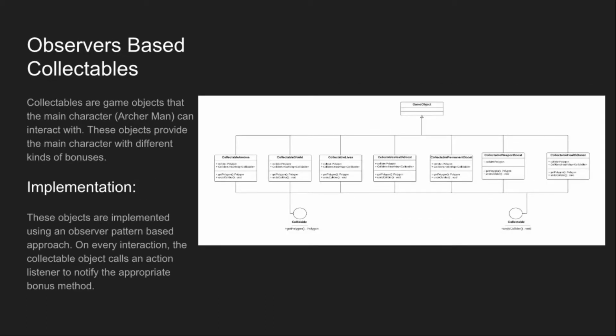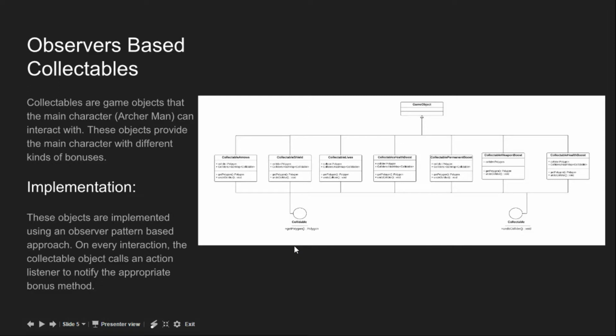The collectible items were observer-based collectible items, and these collectible items are game objects that the main character Archerman can interact with. These objects provide the main character with different kinds of bonuses. You can see a class diagram for all the collectible items, and they all implement the collidable interface and the collectible interface.